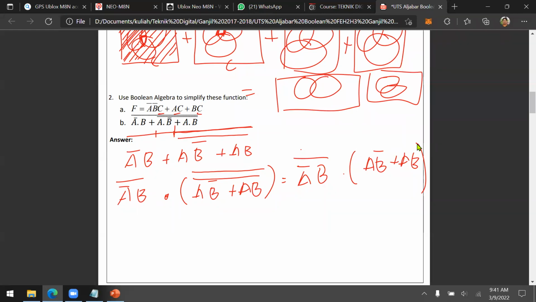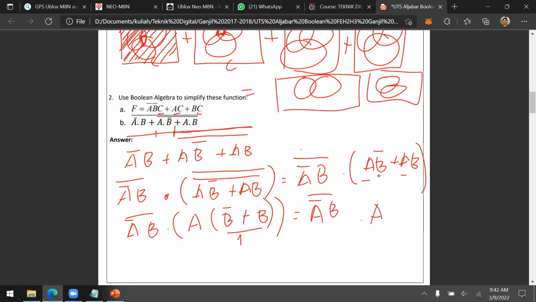Okay. Now we can see that this has A and this also has A. So it will become A naught B naught times, take out the A, then it will become A times B naught plus B, right? B naught plus B is 1, and A times 1 is A. So we have A naught B naught times A.